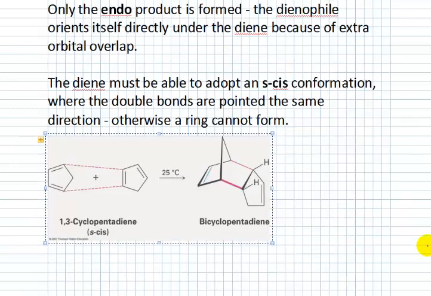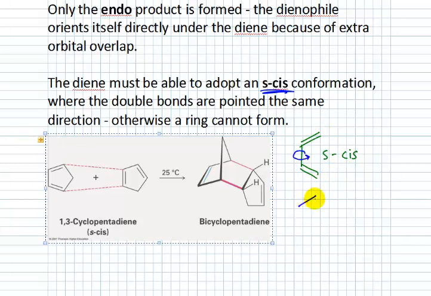The other important consideration to have for a Diels-Alder reaction is that the diene must be able to adopt what's called an S-cis conformation. Dienes are S-cis when their double bonds are pointed the same direction. Okay? Remember, there's free rotation about the single bond in between those. It's restricted a little bit because remember there is some pi electron density between those. So it's not as fast as normal single bond rotation would be, but it still can happen. Okay? So the diene must be able to adopt this S-cis conformation, otherwise that six-membered ring can't form.